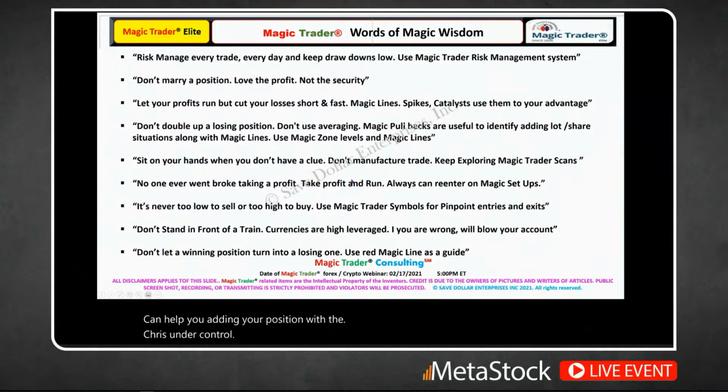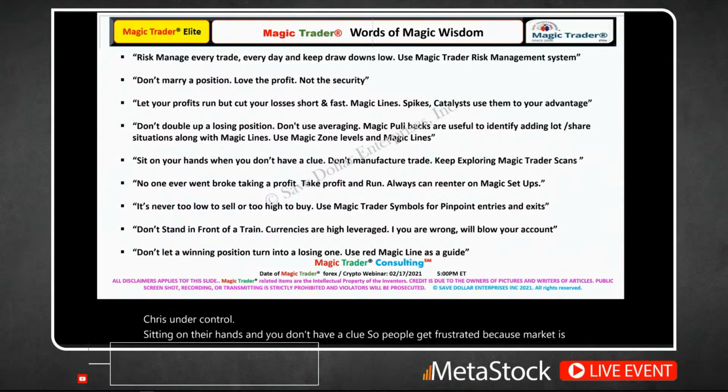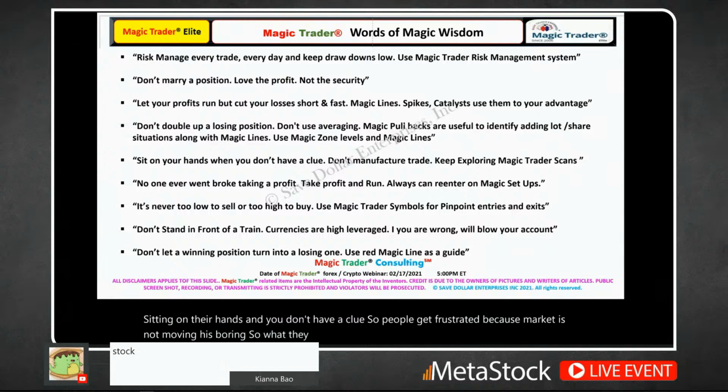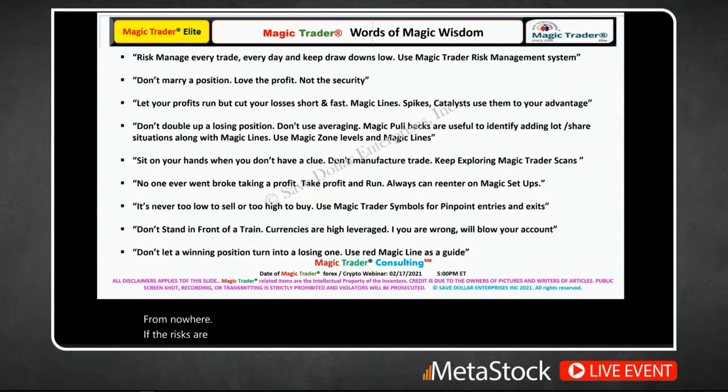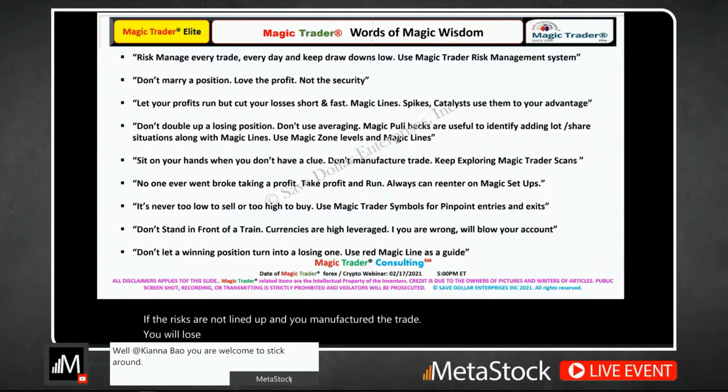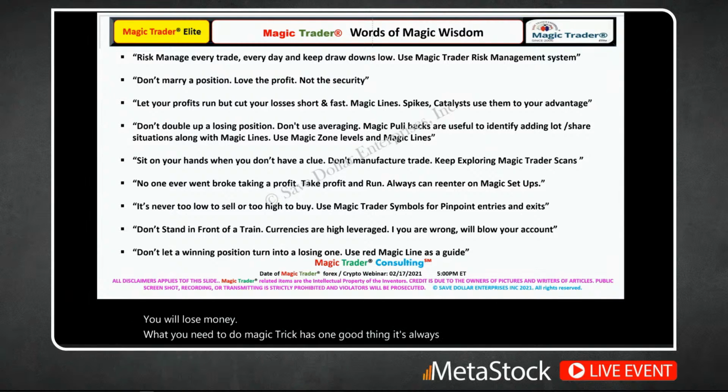Sitting on your hands and you don't have a clue. So people get frustrated because the market is not moving, it's boring. So what they do, they manufacture a trade from nowhere. If the risks are not lined up and you manufacture the trade, you will lose money. What you need to do: Magic Trader has one good thing, there's always some kind of setup available, right?